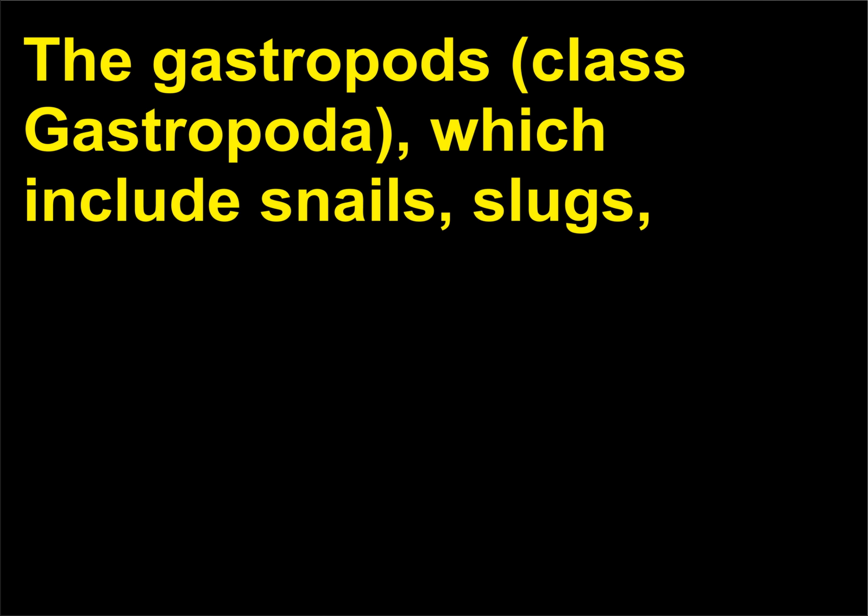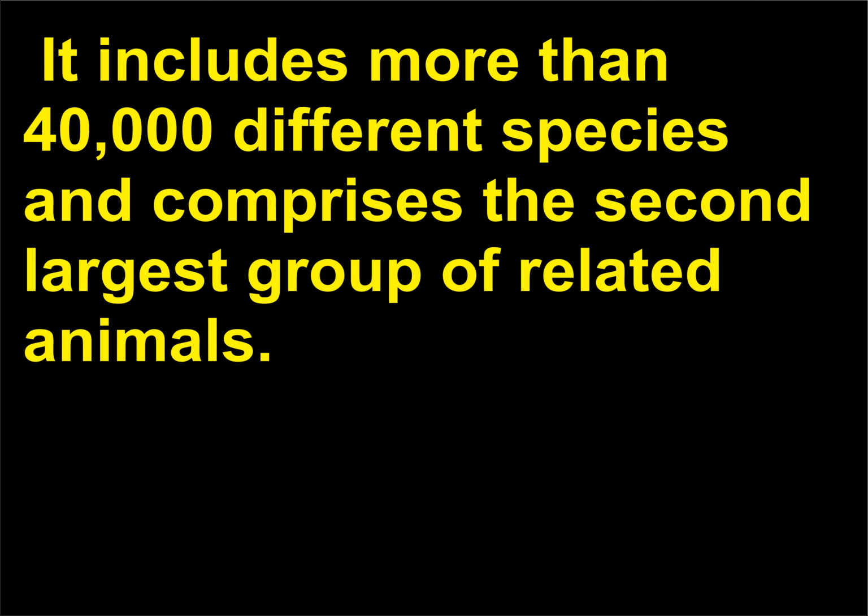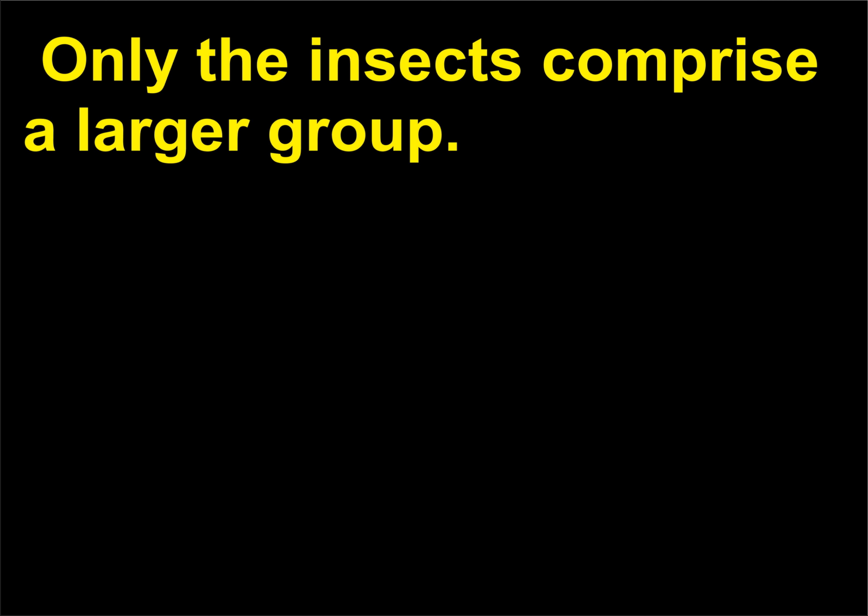The gastropods, class Gastropoda, which includes snails, slugs, and their relatives, is the largest and most diverse group of mollusks. It includes more than 40,000 different species and comprises the second largest group of related animals. Only the insects comprise a larger group.